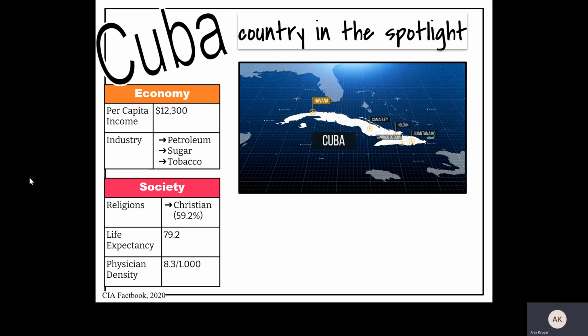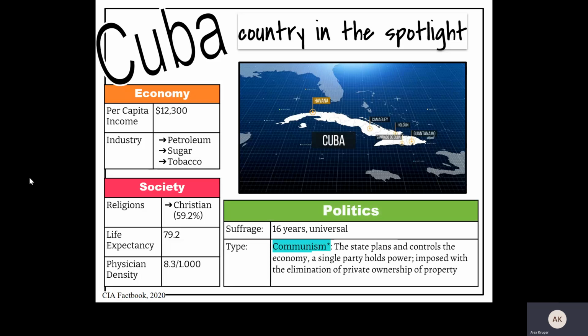79.2 is the average life expectancy. It's pretty good, really up there, high in the world. They've got free healthcare in Cuba. It's some of the best healthcare on the planet that they can offer with their limited resources, and they have a really good education system that a lot of countries try to model on. There's 8.3 doctors for every 1,000 people.